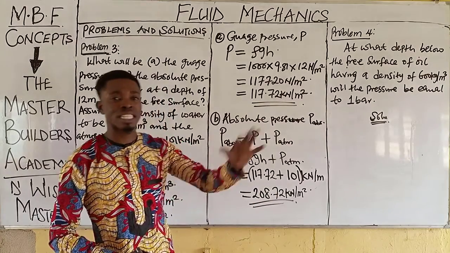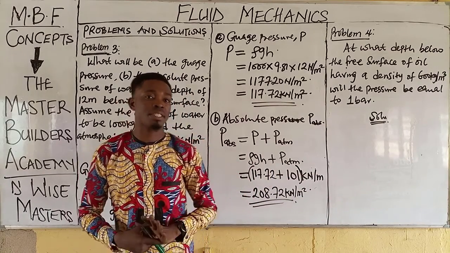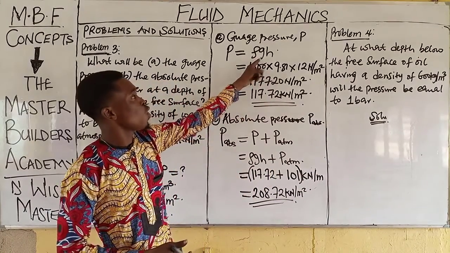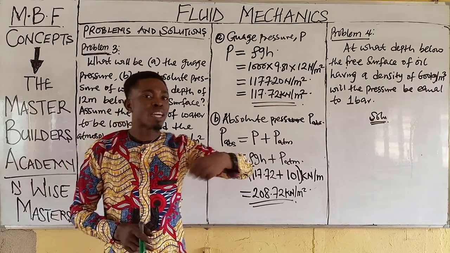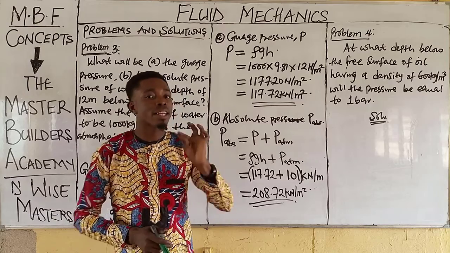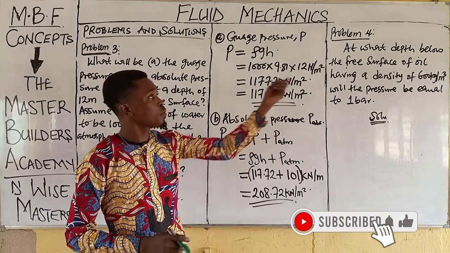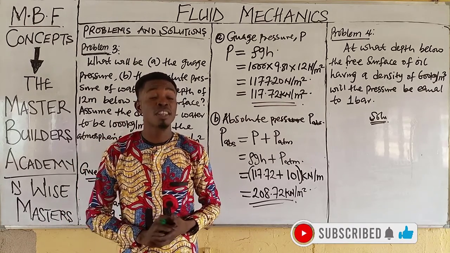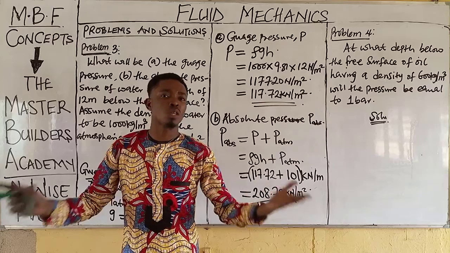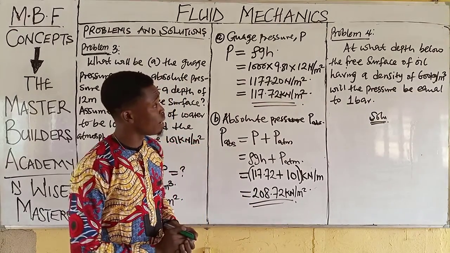Very simple. So understand that gauge pressure is the pressure with variation with depth, which we have here, while absolute pressure is the sum of gauge pressure and the atmospheric pressure. If this is taken, let's look at problem number 4. Don't forget, when you know principles, you become a principal. And when you understand boundary conditions, you will not overstep your boundaries.